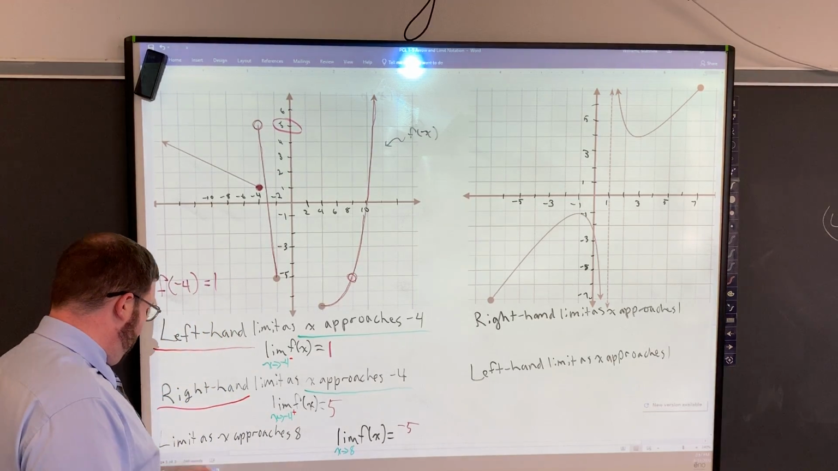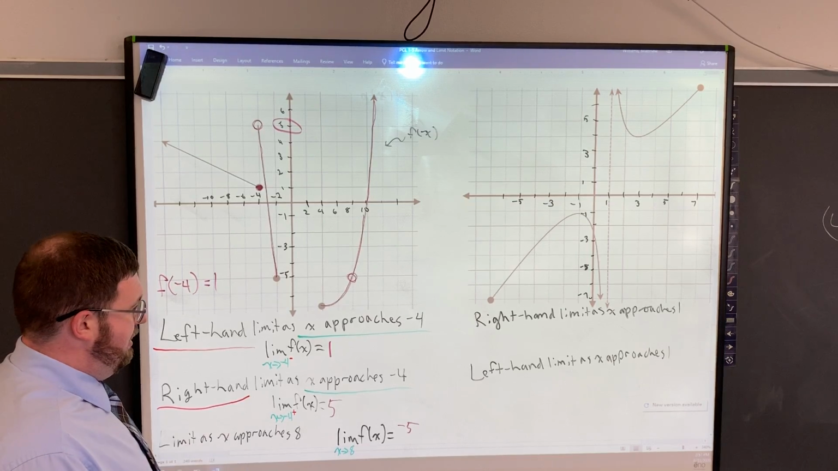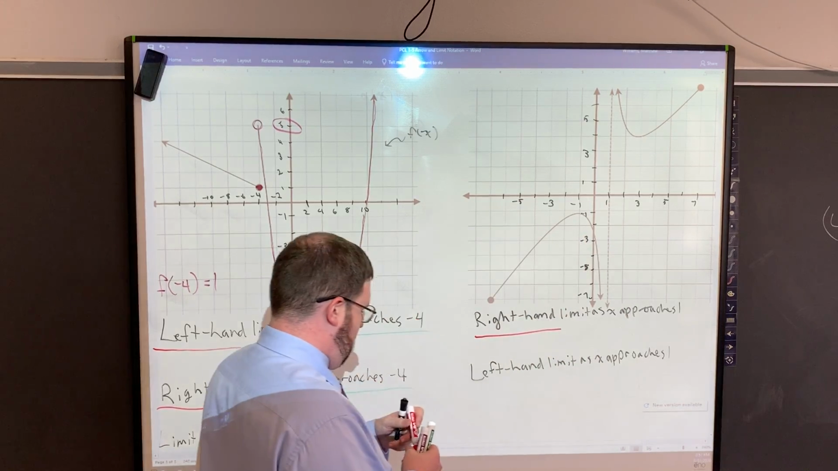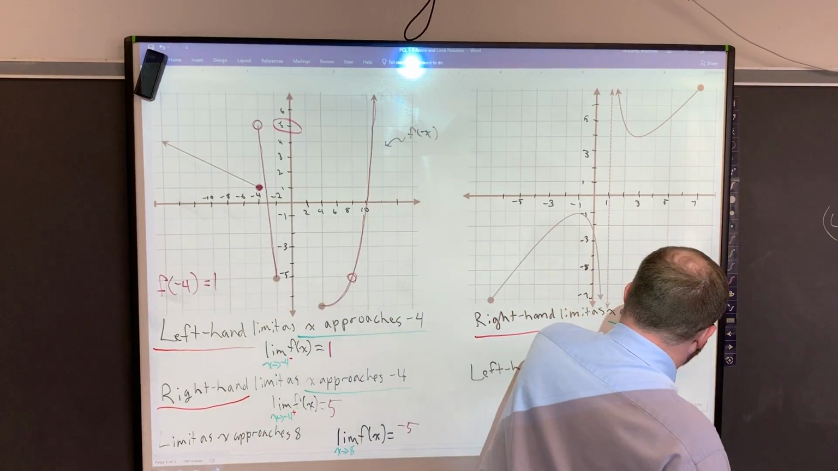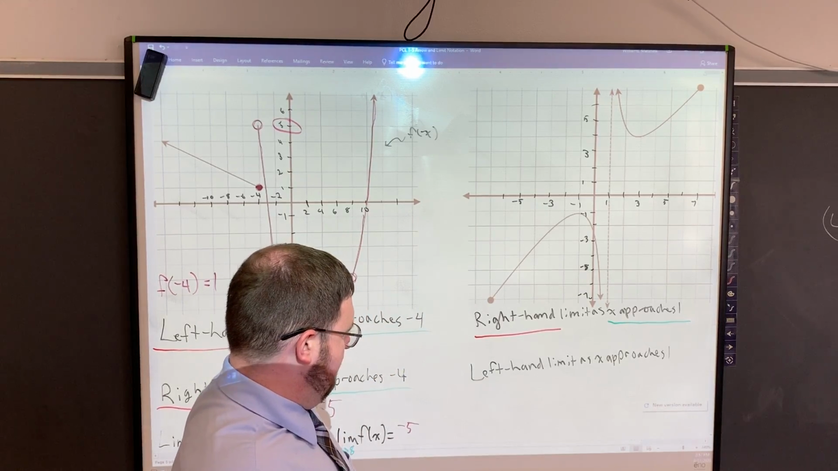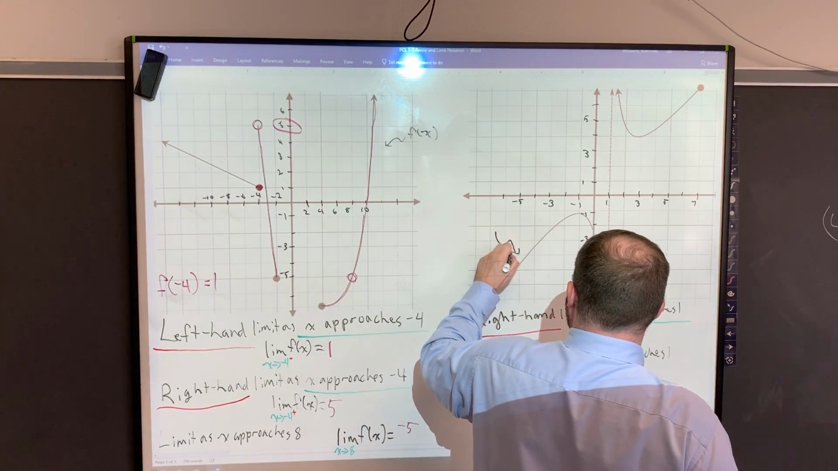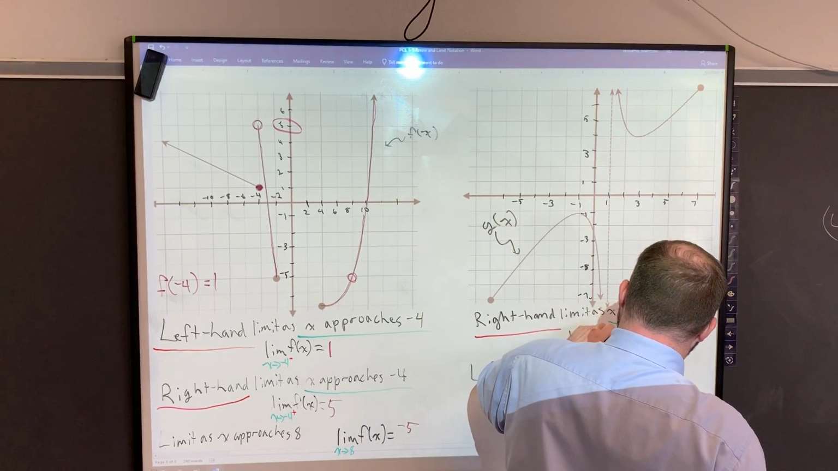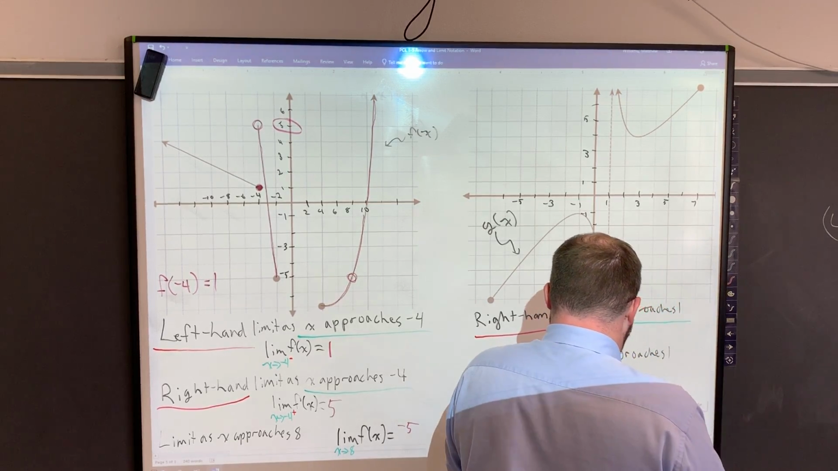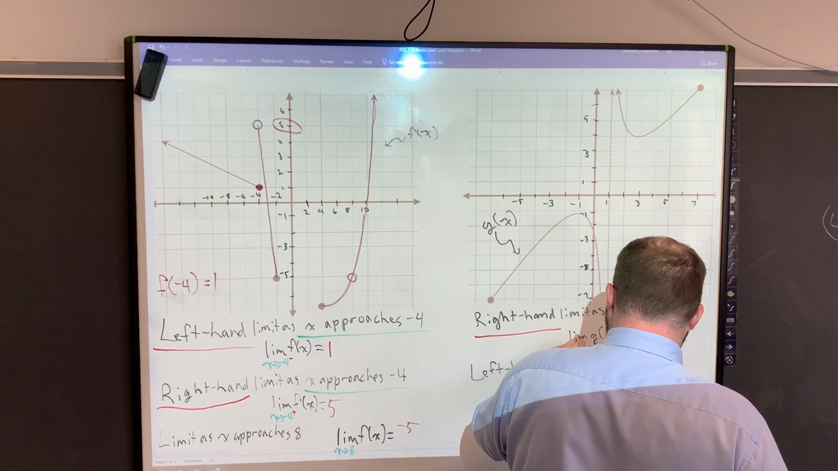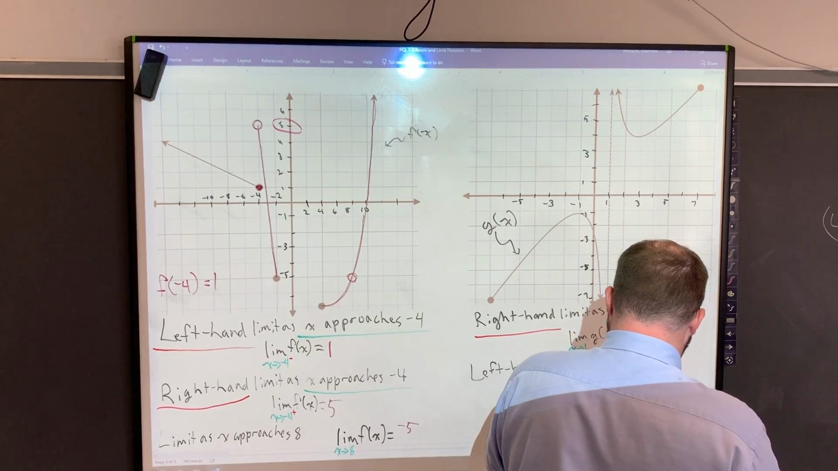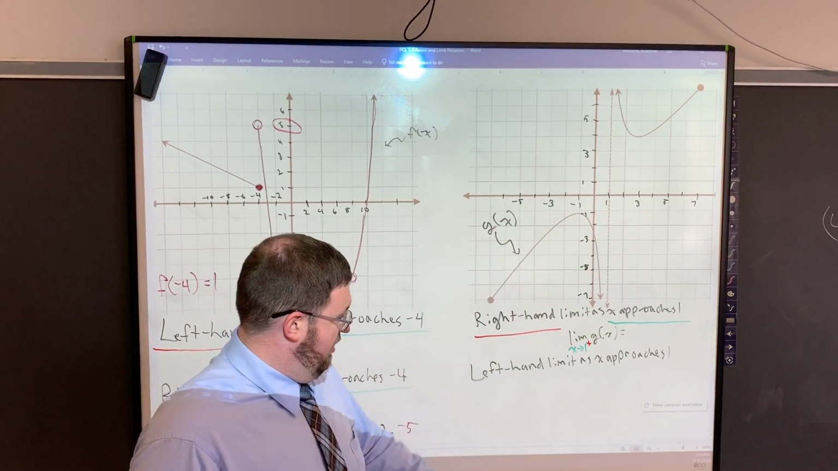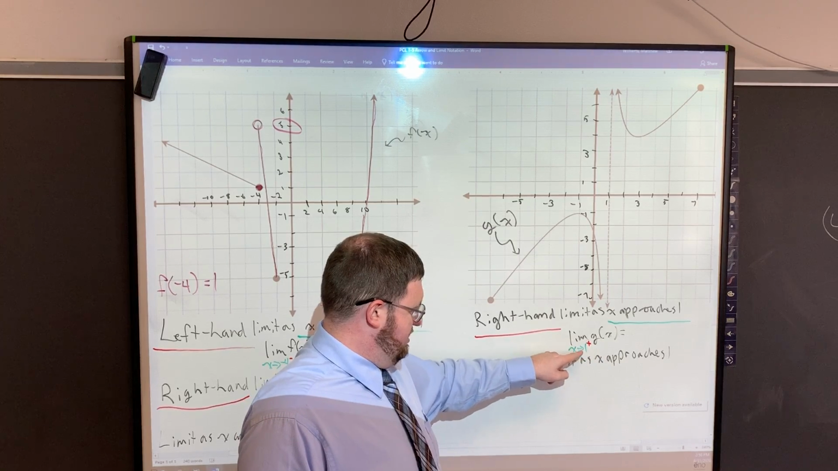On this right-hand graph, we have the right-hand limit as x approaches 1. So right hand means that we start on the right-hand side. X approaches 1 means that we go toward an x value of 1. I'm going to label this as g of x. And I'm going to go ahead and start with my notation. So I've got the right-hand limit of g of x as x approaches 1 equals.